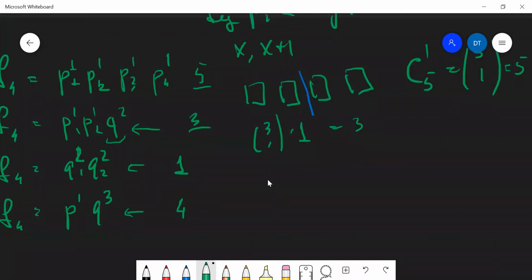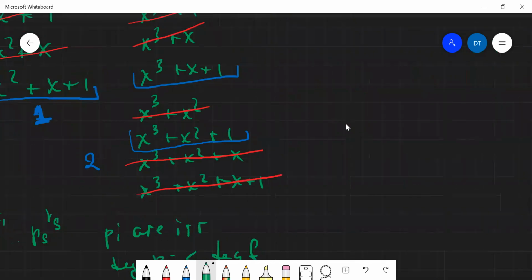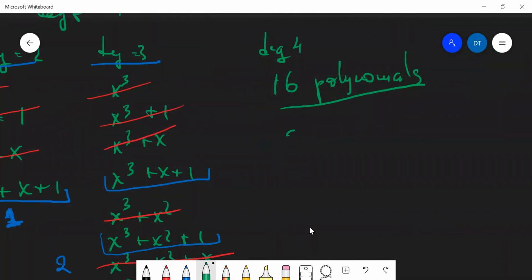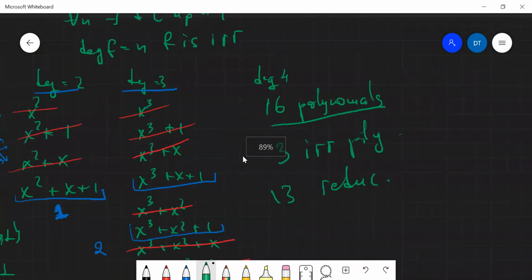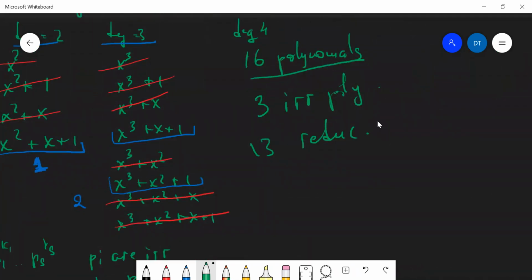And now, how many cases do we have? We have 13 reducible polynomials. So hence, we have 3 irreducible polynomials here and 13 reducible ones. Well, it's actually not hard to compute explicitly the irreducible polynomials here, but somehow it's hard to do on a whiteboard, but I did this on a sheet of paper.